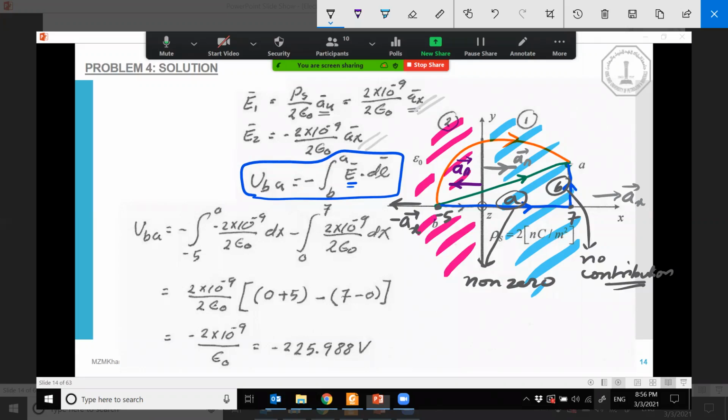And from -5 to 7, you cannot evaluate directly, because from -5 to 0 you have a different electric field, and from 0 to 7 you have a different electric field. So you have to divide this into 2. How? Instead of going from B to A, or from -5 to 7, first go from -5 to 0, and then go from 0 to 7. So when you go from -5 to 0, you will have E2.